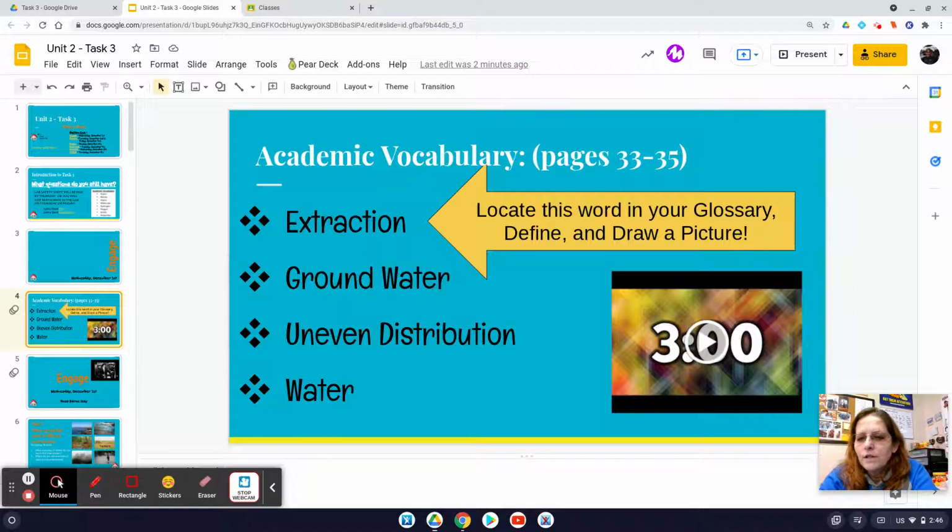Here is our first activity for the day. This is vocabulary. So extraction is your word of the day. Got a couple of minutes to work on that, find that, and add the definition and draw a picture of what you think extraction means.